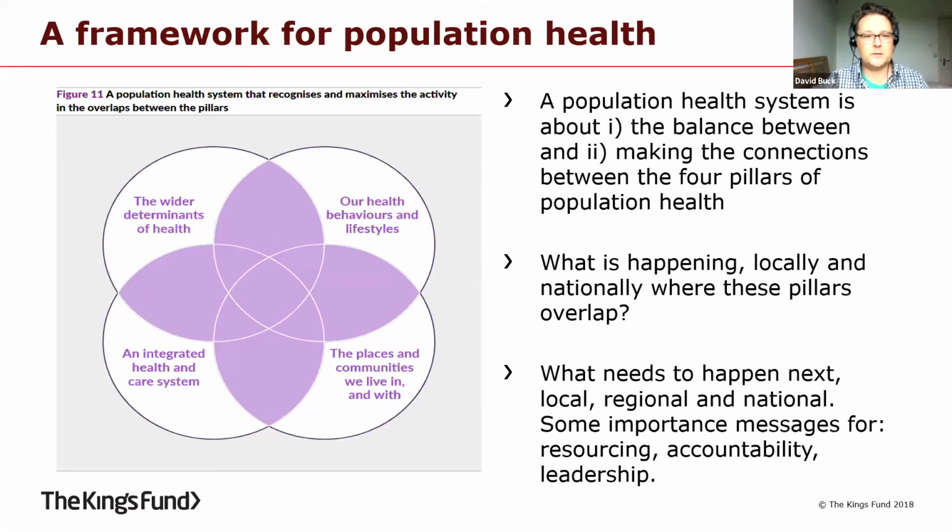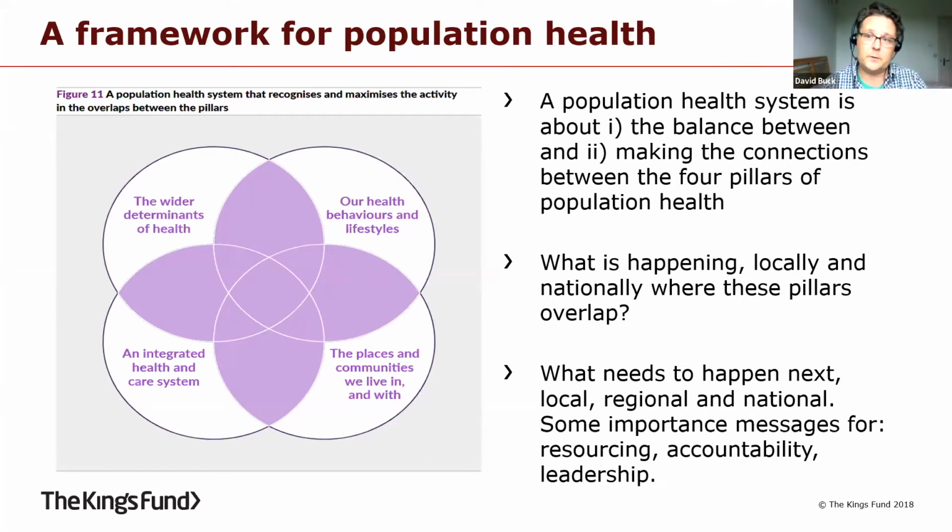And so that piece of work, that report, essentially challenges, I think, the NHS and its partners to say, what is happening locally, regionally and nationally where these pillars overlap? And if you haven't got a good answer for that, that's a real problem, because that means you're focusing on your silos. You're not really engaging with the actors and those that can influence in your local system, however that is defined, in those other pillars of population health.